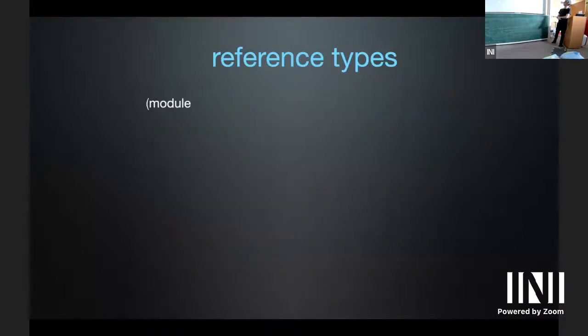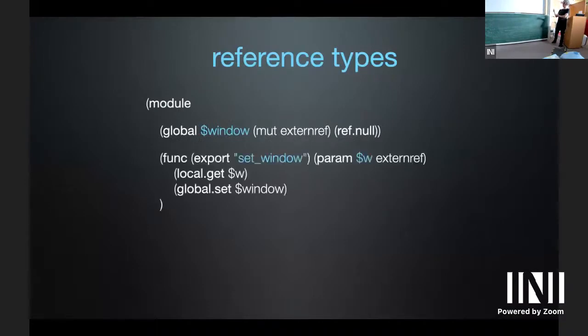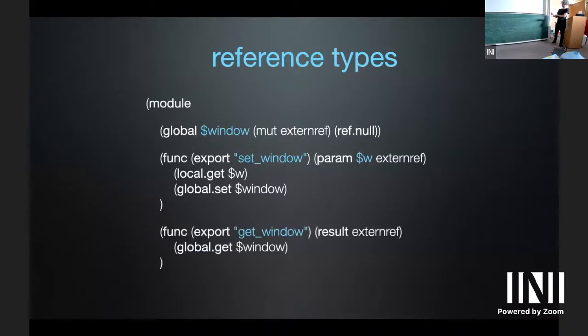So here's a very stupid example. For example, you can now have a module that stores the current window object, right? You would just have a global variable of type externref, if it's mutable. You initialize it with null, and then you can export a function that allows the client to set that variable to something. You also have a getter. So a very stupid example, but just to show you at least a tiny piece of code that's using it.